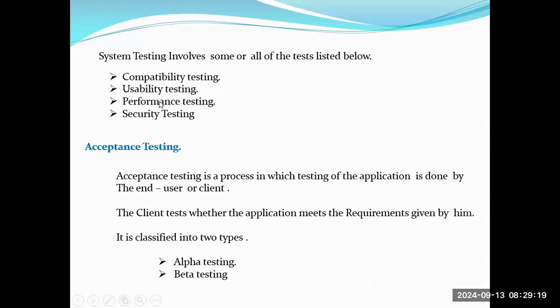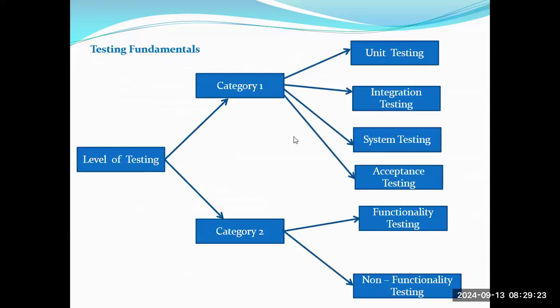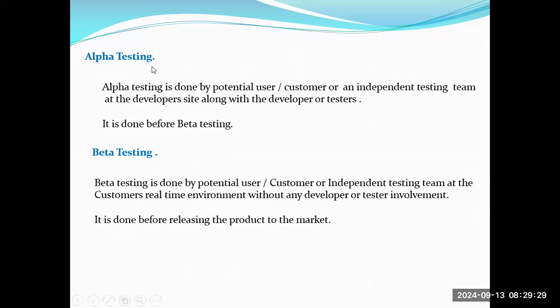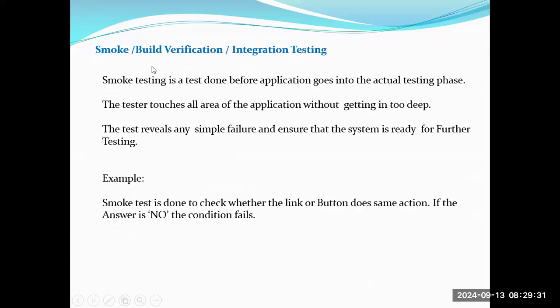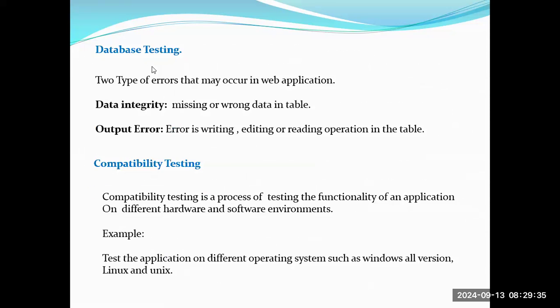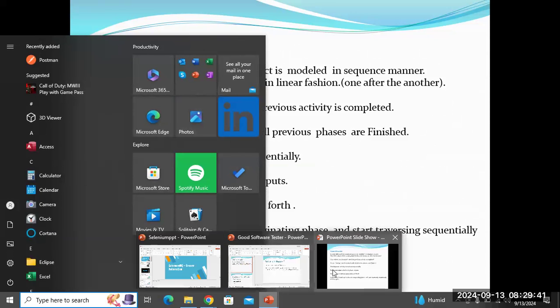What is end-to-end? Can you please explain what end-to-end means? You need to tell them: compatibility, usability, performance, security. You need to test all these things. Then only you can say that my system testing is done. Otherwise, you cannot say only end-to-end testing. Okay, we will discuss, don't worry. Today I'm just giving an overview.